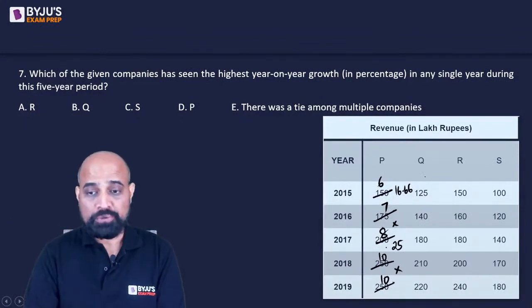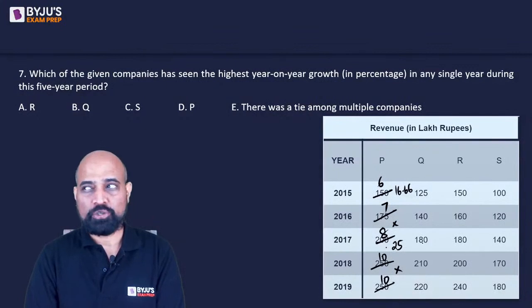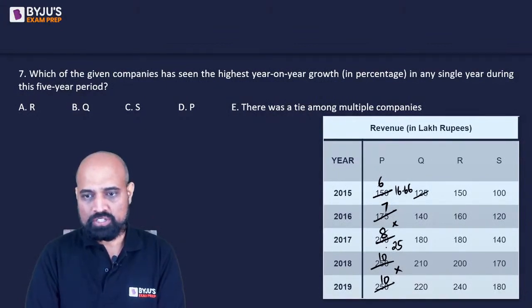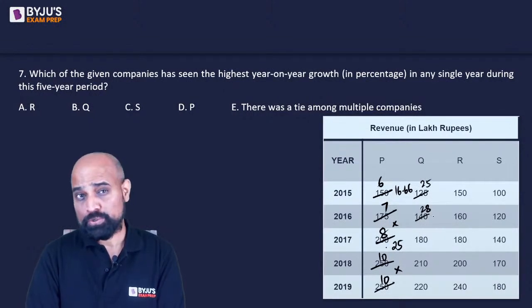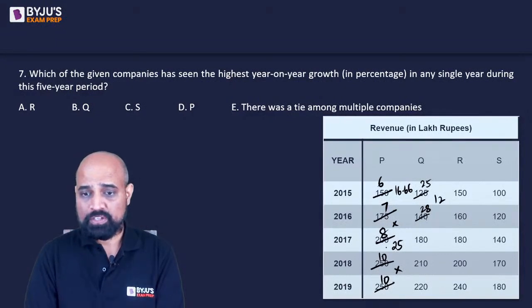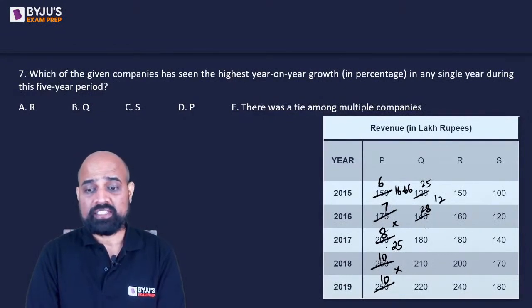If I look at Q, 125 to 140, they both are in the table of 5. So this is going to be 25 and this is going to be 28. So this is an increase of 3 over 25, which is just a mere 12%. 140 has become 180. So that's an increase of 2 by 7, right?